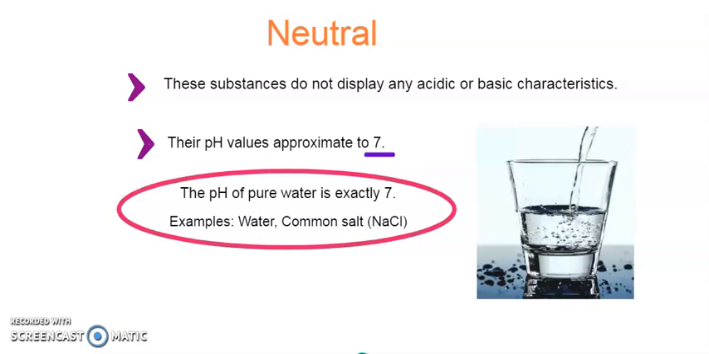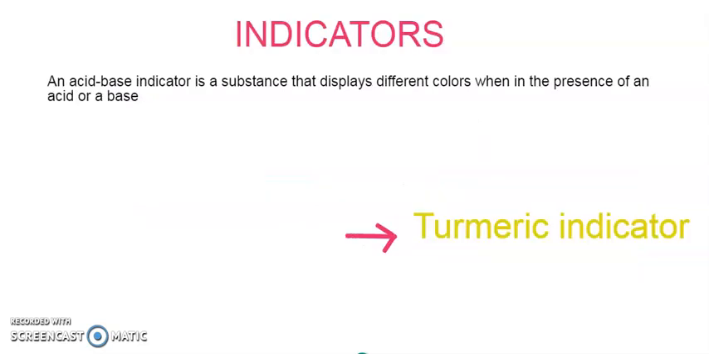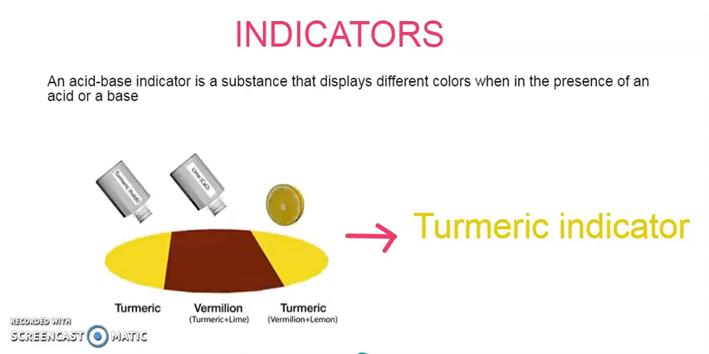Now, how did people in older times know whether something is an acid or a base? We used to use some natural indicators which told us whether it's an acid or a base. Every time it's not possible for us to go to a lab and check it. So, the first indicator is the turmeric indicator. What is turmeric? Yes, the haldi.